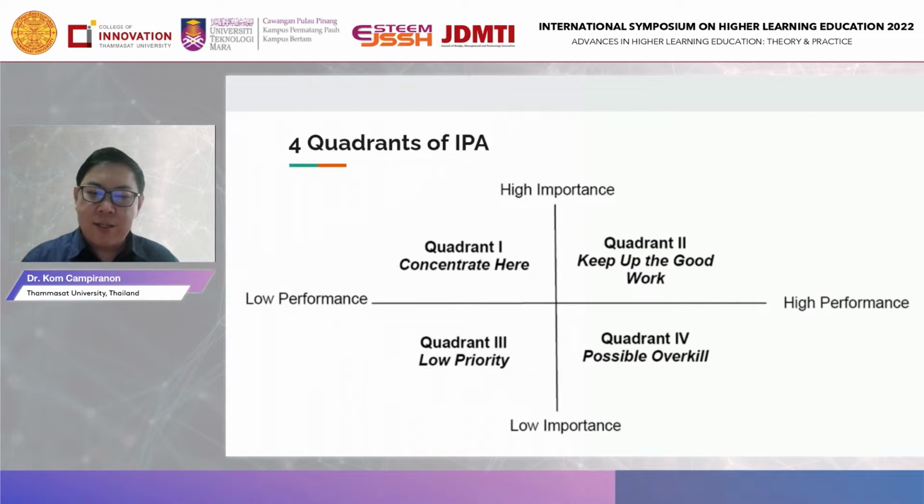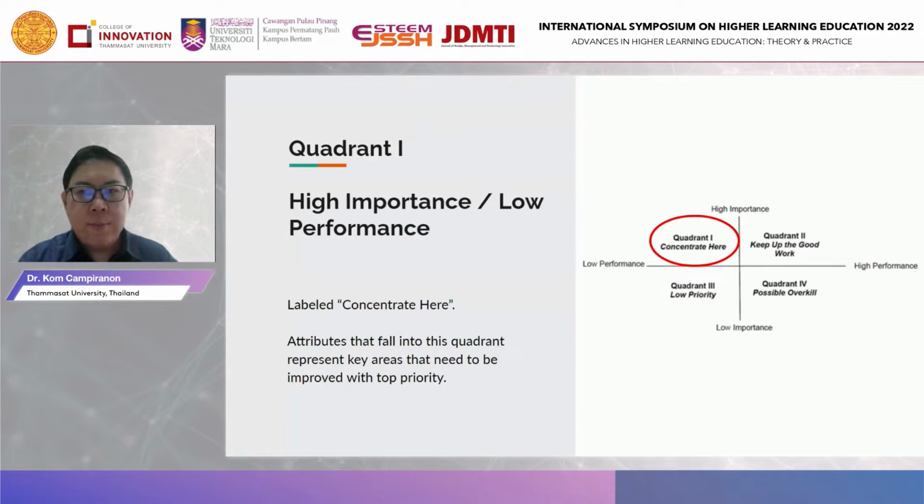I'll explain each area. So for the first one, any items that fall in the top left corner, it means that you need to concentrate here. Why? Because this service has high importance, right? So customers think that this service is important, but we are not doing well at all because we got a low performance, right? So high importance but low performance means that you have to concentrate here. You have to fix this first, right? You have to improve this first.